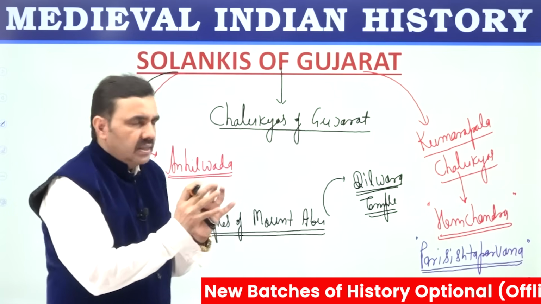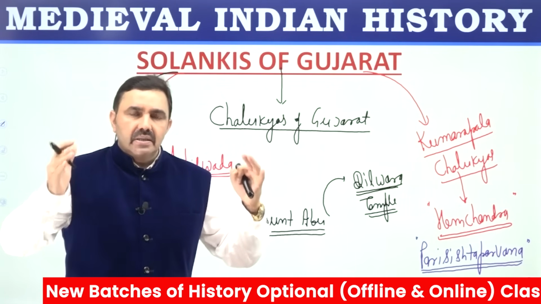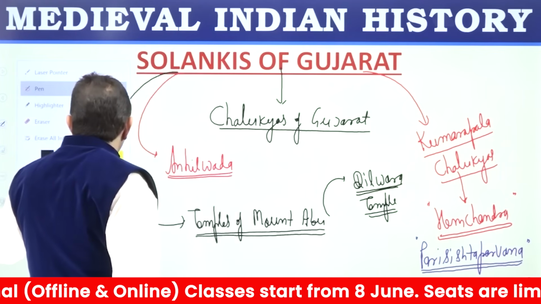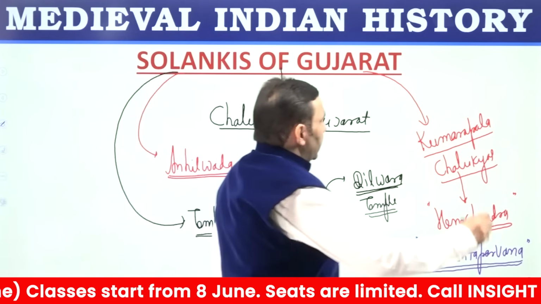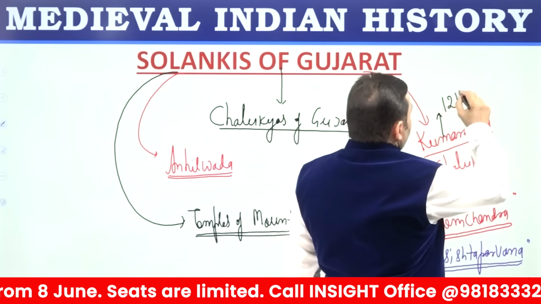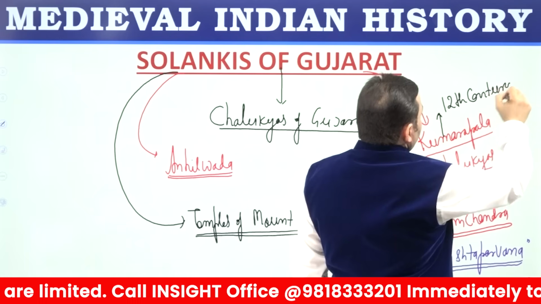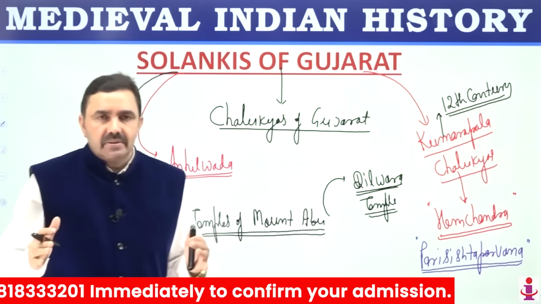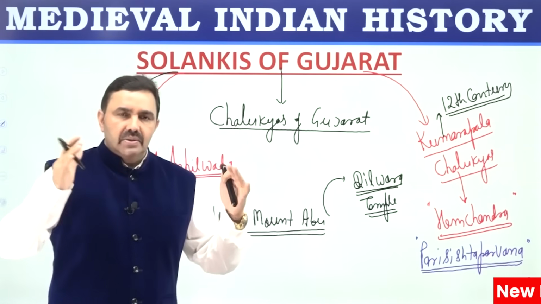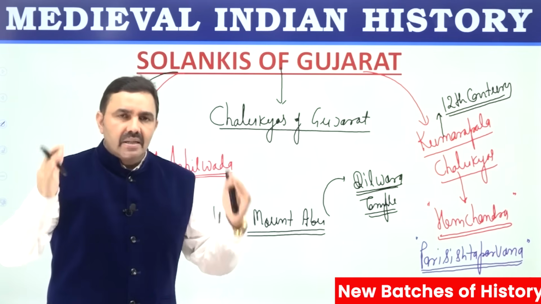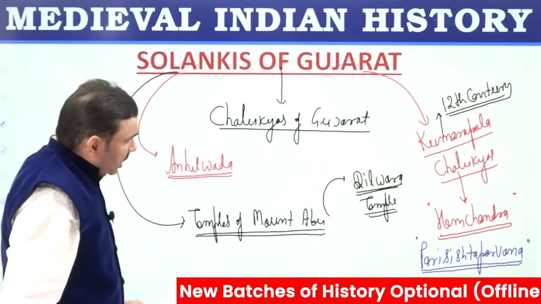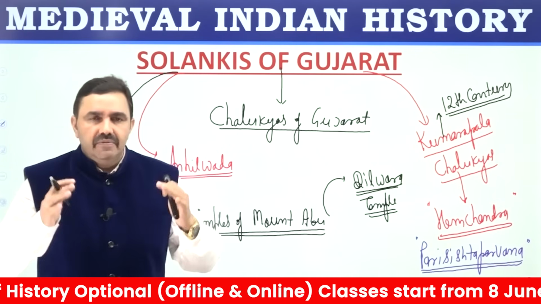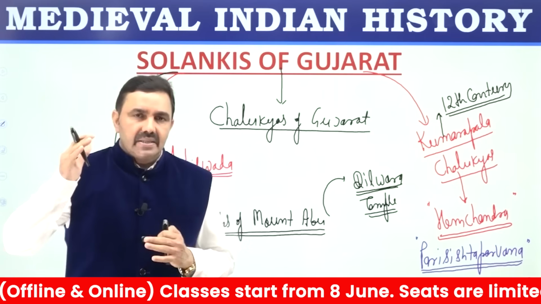Kumarapala Chalukya repaired and rebuilt the temple of Somnath, which was destroyed by Mahmud Ghaznavi. And this king was in 12th century. Try to recall the period of invasions of Mahmud Ghaznavi. Mahmud Ghaznavi attacked India 17 times between 1080 to 1025. So that is, we can say, early part of 11th century. Kumarapala Chalukya rebuilt the temple. The present temple of Somnath was built due to the efforts of Sardar Patel after India's independence.